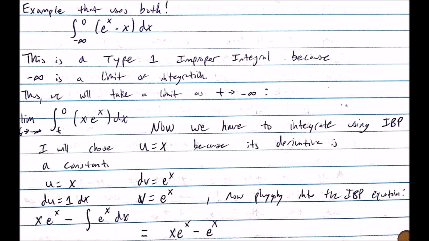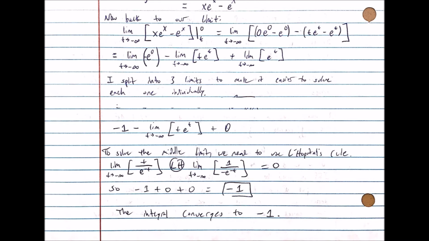Now if we plug into the integration by parts equation that I showed earlier, we have x e to the x minus the integral of e to the x dx. Obviously, the integral of e to the x is just e to the x. Therefore, our answer is x e to the x minus e to the x. Now we have to go back to the limit that we set up earlier. So we take the limit as t approaches negative infinity of the antiderivative that we just solved, evaluated from t to 0.